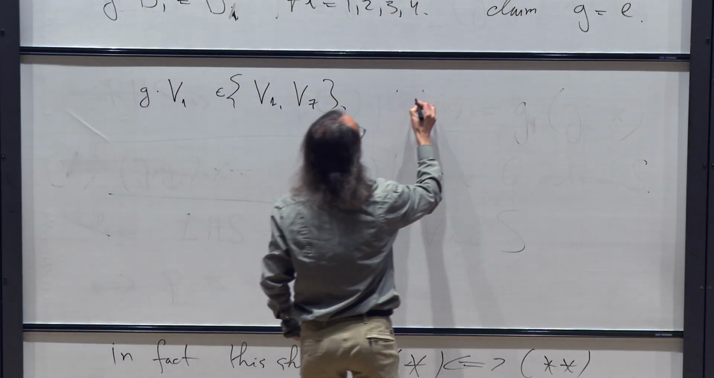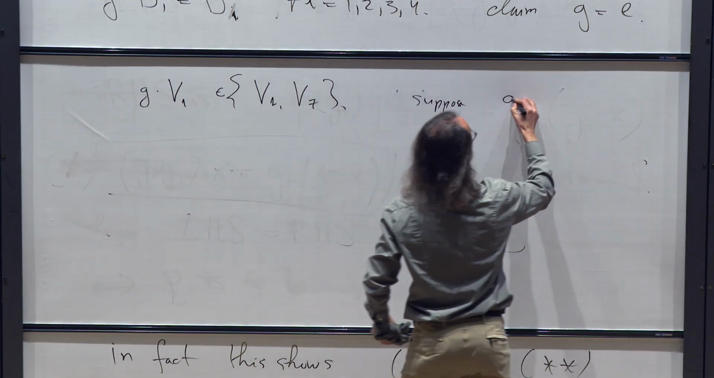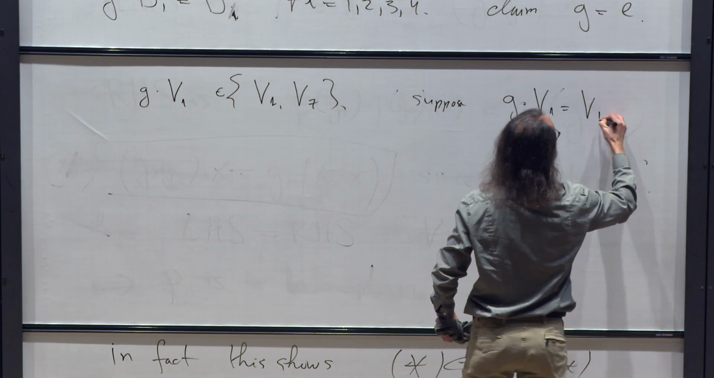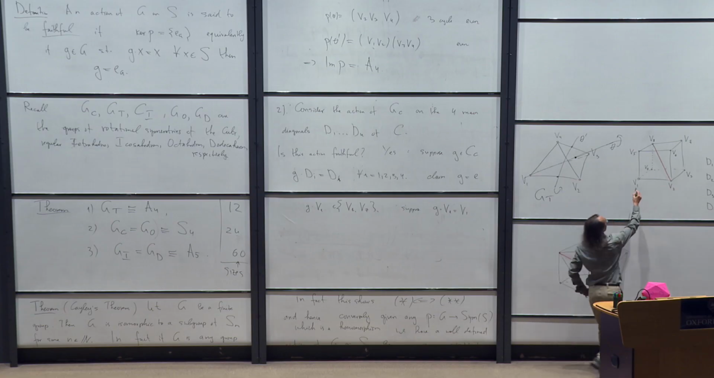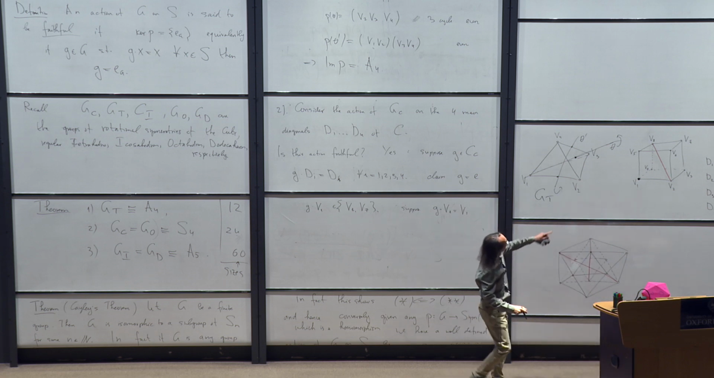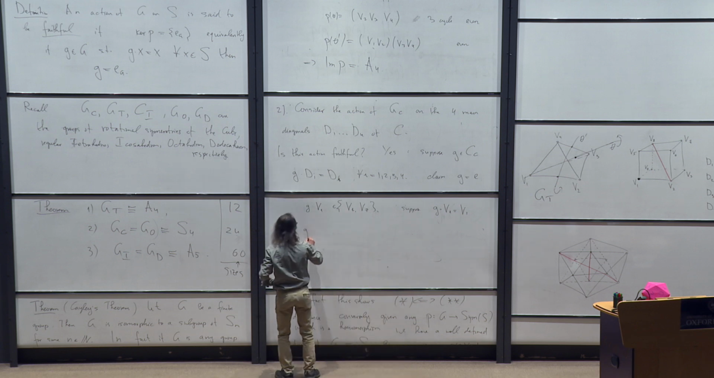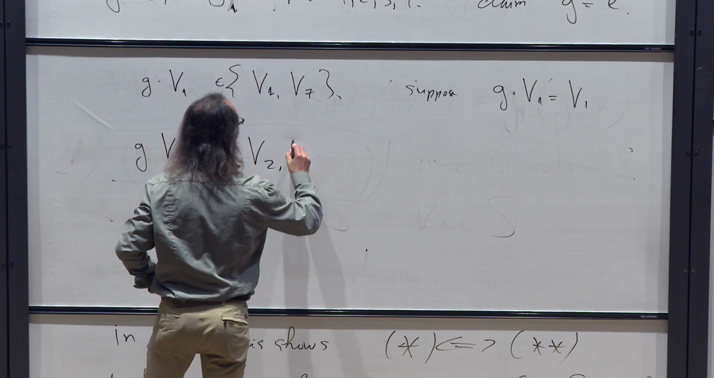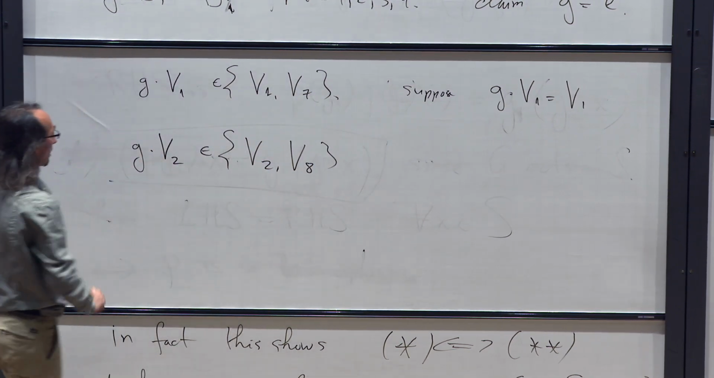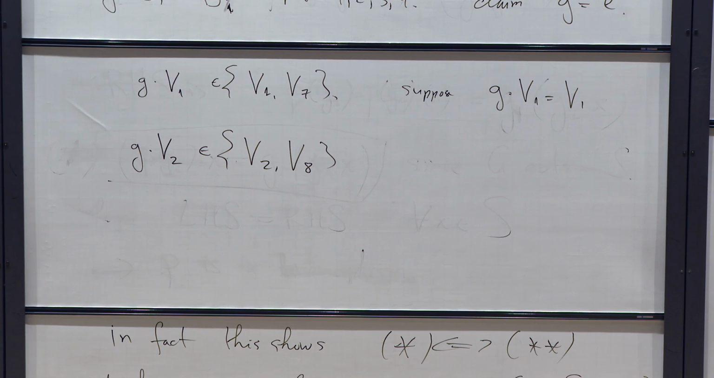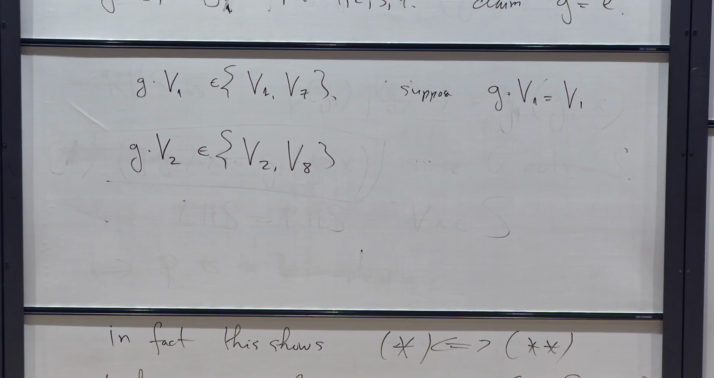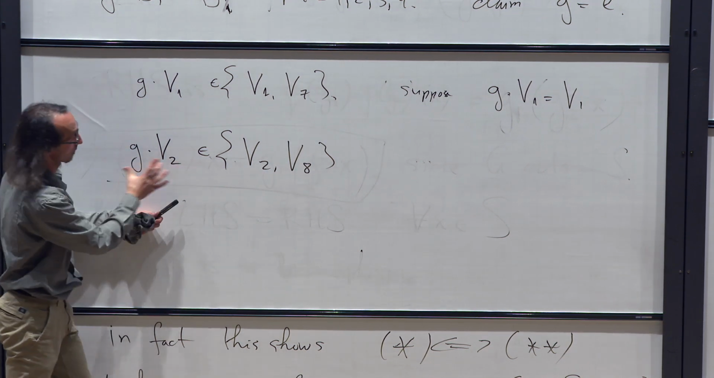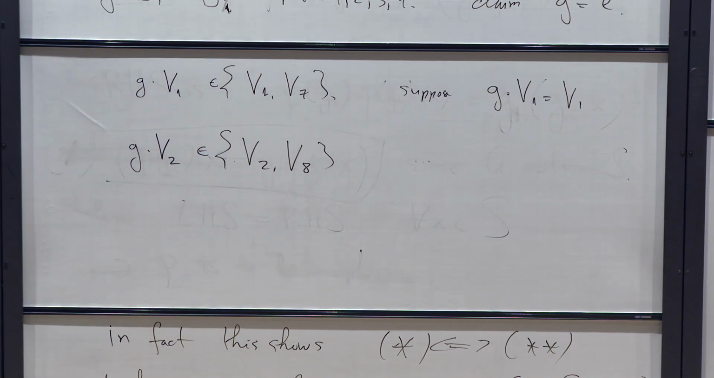Okay, so suppose that G actually sends v1 to v1. So suppose that G fixes this vertex. This is fixed. But now let's look at the v2 v8 diagonal. G on v2 must be either v2 or v8, because the v2 v8 diagonal is being fixed, so this must be one of the 2 vertices.